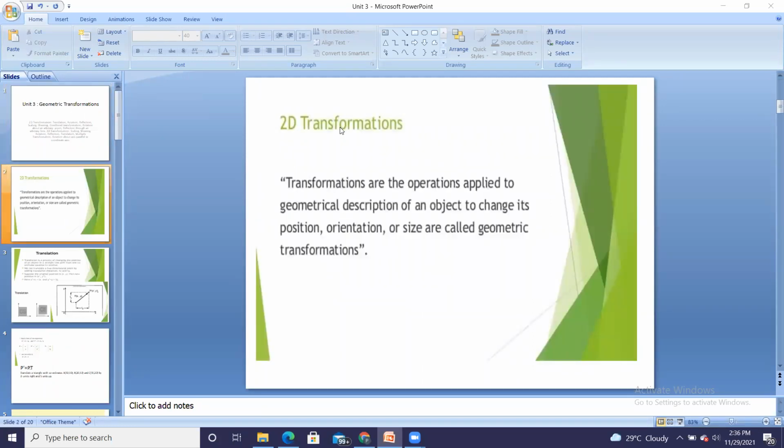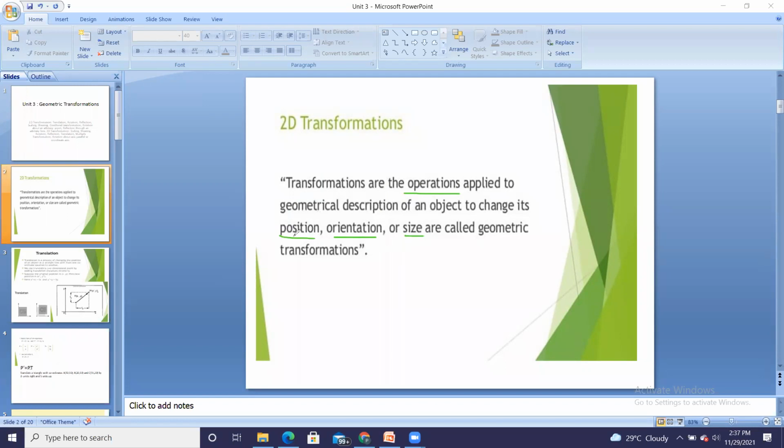First we will see 2D transformations. So what is 2D transformation? Transformations are the operations applied to the geometrical description of an object to change its position, orientation, or size, and they are called geometric transformations. So the operation which we carry out is applied to the object so that it changes its position, orientation, or size.